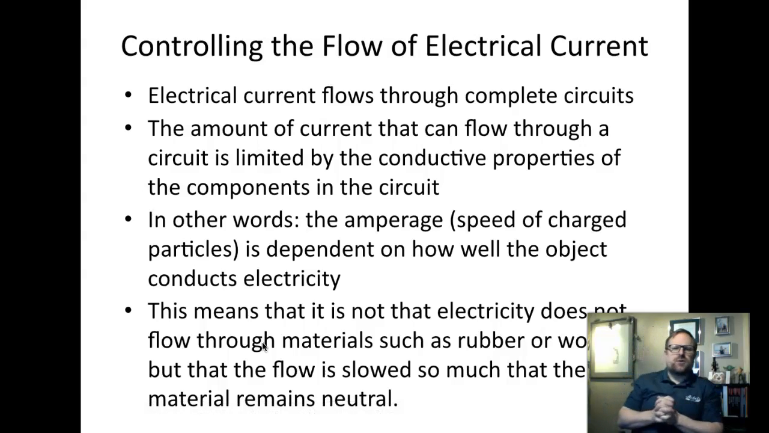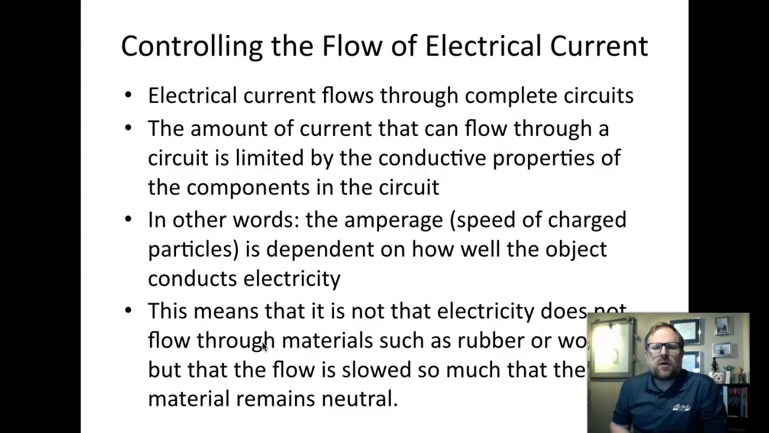Controlling the flow of electric current. Electric current flows through complete circuits. Remember, if a circuit is broken for whatever reason, you've got a switch in it, or maybe a wire is broken in that circuit, electricity is not going to flow through it. But electrical current will flow through it if the circuit is complete.